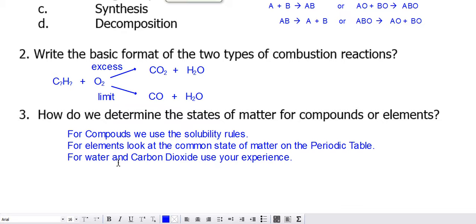What if it's water or carbon dioxide? Most of the time H2O is a liquid, unless we've got a combustion reaction. These combustion reaction water molecules up here, they would be gases because you're burning the hydrocarbon and there's enough energy to turn that into a gas. But generally the water is a liquid. Carbon dioxide and carbon monoxide are both gases.